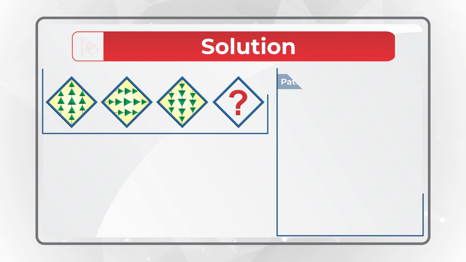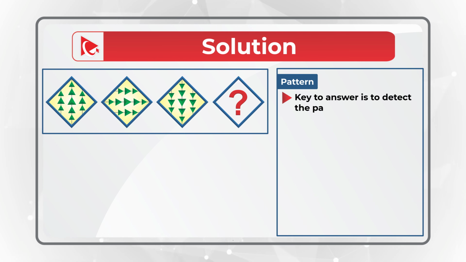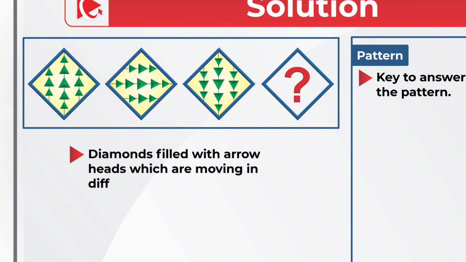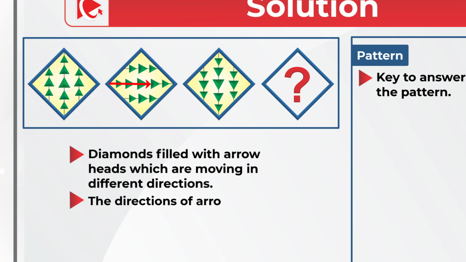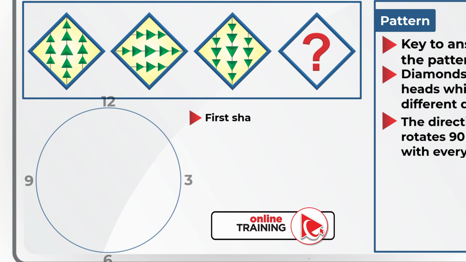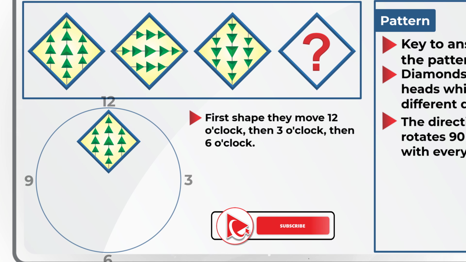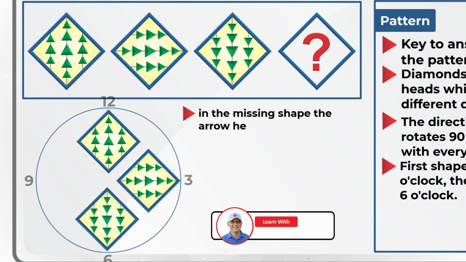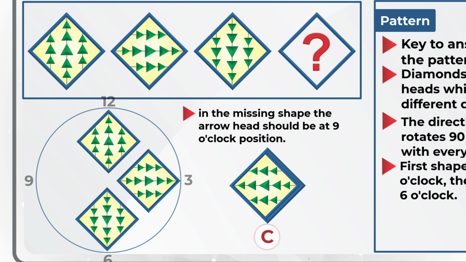As with a lot of other questions, the key to answer this question is to detect the pattern. If you look closely, you will see that diamonds filled with the arrowheads, triangles, which are moving in a different direction. The direction of the arrowheads rotates 90 degrees clockwise with every next shape in the pattern. For example, in the first shape, they move to the 12 o'clock position of the clock. Then they move to the 3 o'clock position, and then to the 6 o'clock. So if you detected this pattern in the missing shape, the arrowheads should be at the 9 o'clock position.